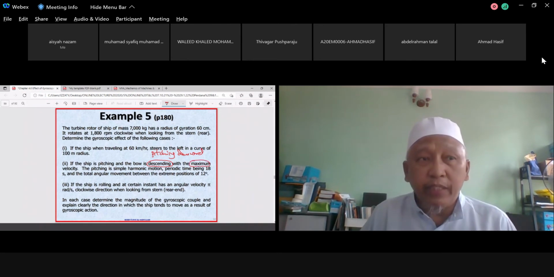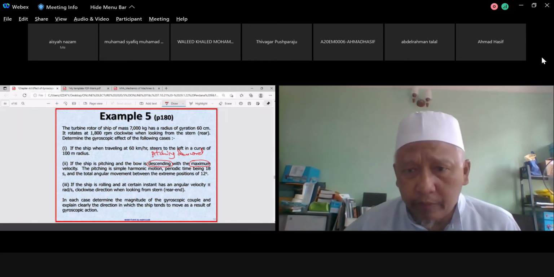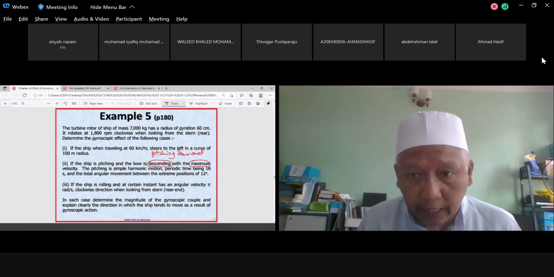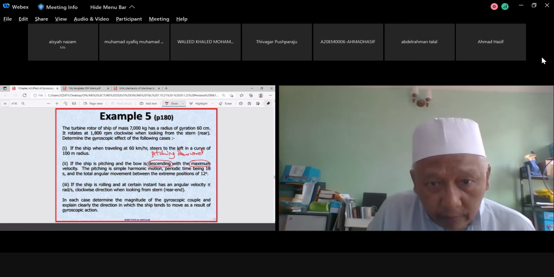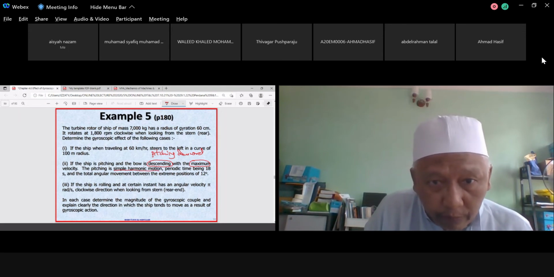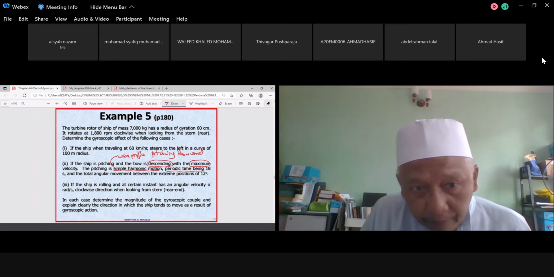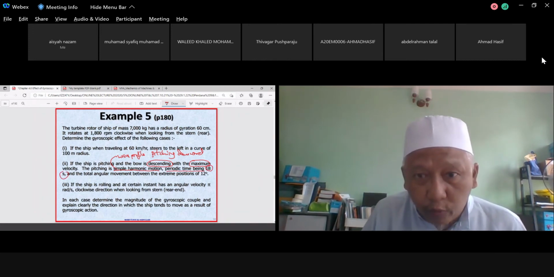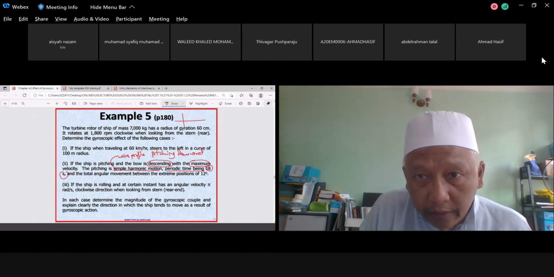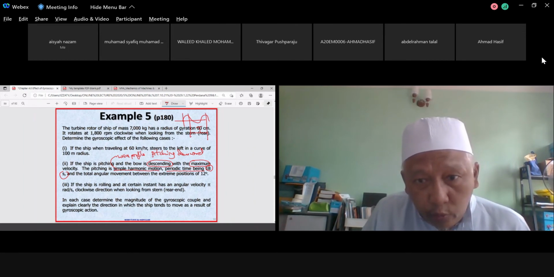Maximum velocity meaning that your cos theta becomes 1. Your sin theta also becomes 1. If you start with cos, it becomes sin. The pitching is simple harmonic motion. They must provide you this, otherwise you cannot calculate. This simple motion is due to wave profile, and the period is 18 seconds. So what is the period? The period will be this one, T.